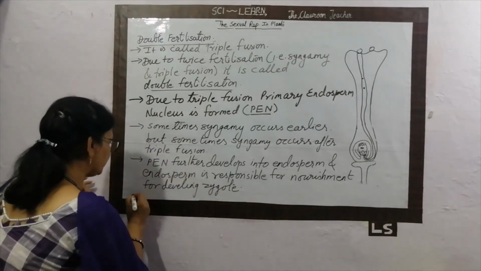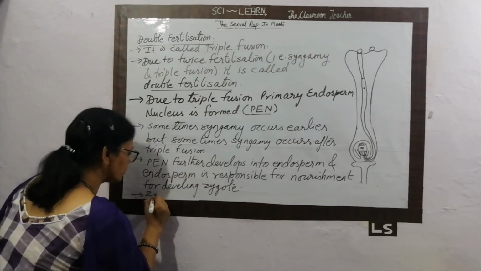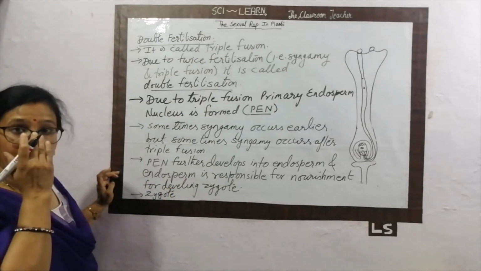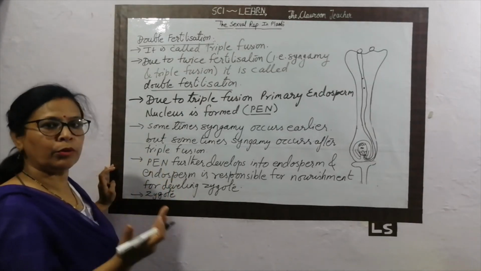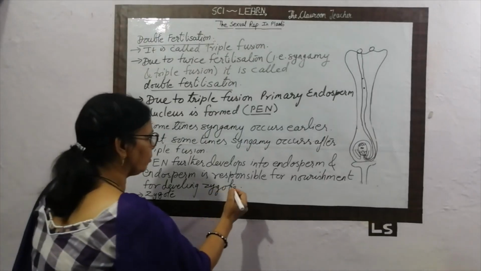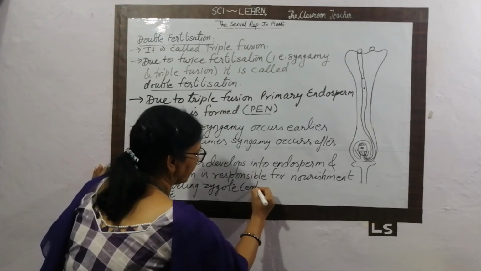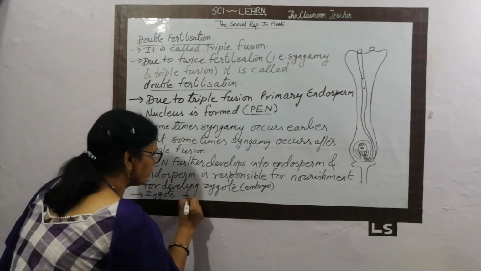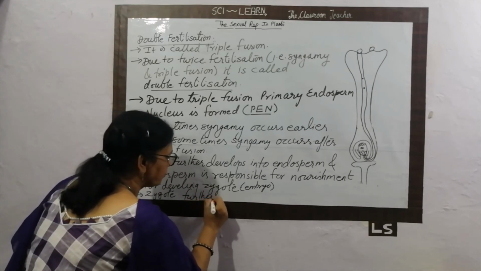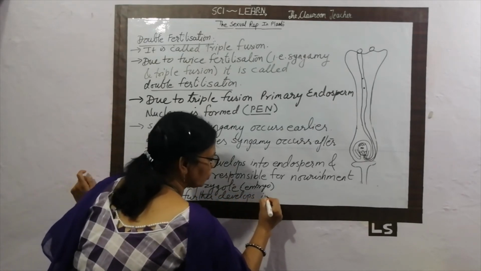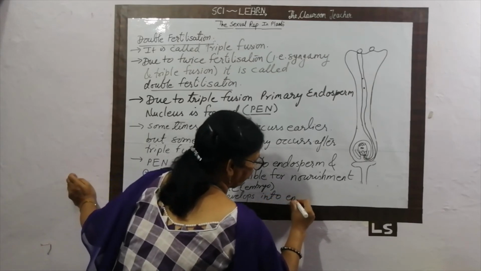Okay, one more important thing, that is the zygote. What happens with the zygote? Two products form: the primary endosperm nucleus, which further develops to form the endosperm. And what about the zygote? The zygote further develops into the embryo.